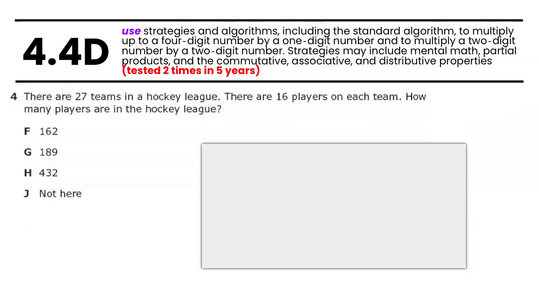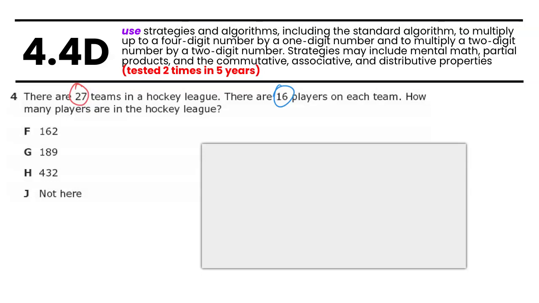In this STAAR-released question, 27 teams are in a hockey league and there are 16 players on each team. We want to know how many players are in the hockey league. Students need to recognize once again that they are multiplying here in order to get the result. We are multiplying two two-digit numbers together, 27 and 16. We need to break apart these two numbers into a tens and a ones piece so that we can use an area model or the idea of partial products in order to find their product.